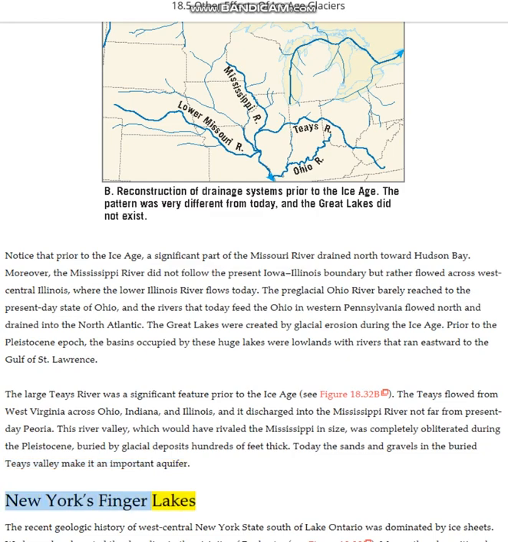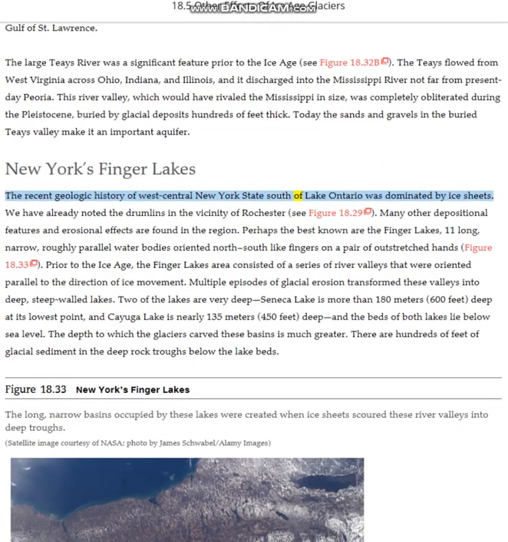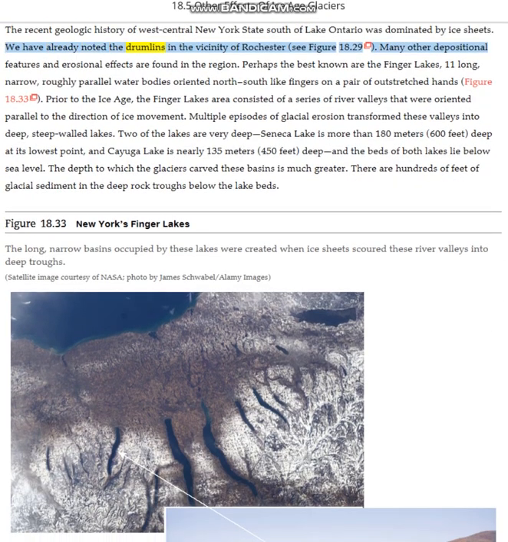New York's Finger Lakes. The recent geologic history of west-central New York State south of Lake Ontario was dominated by ice sheets. We have already noted the drumlins in the vicinity of Rochester, see Figure 18.29. Many other depositional features and erosional effects are found in the region. Perhaps the best known are the Finger Lakes, 11 long, narrow, roughly parallel water bodies oriented north-south like fingers on a pair of outstretched hands, Figure 18.33.